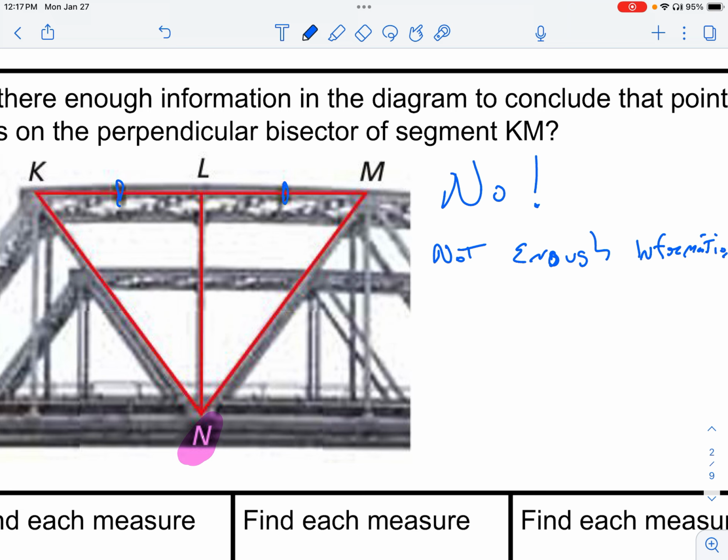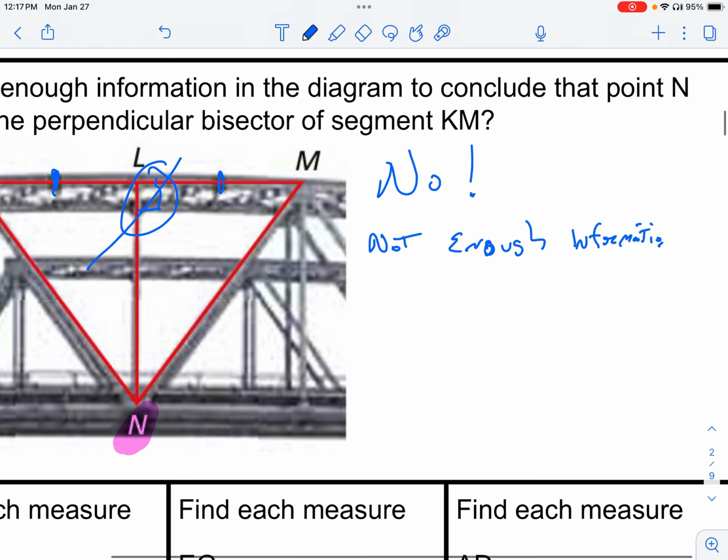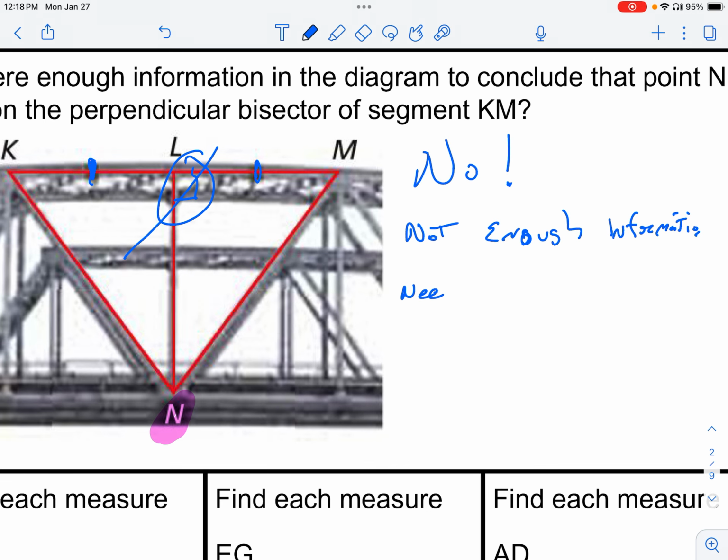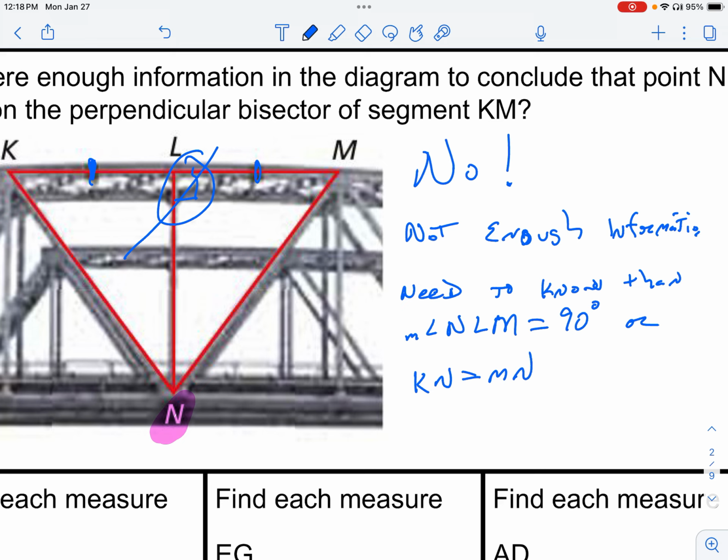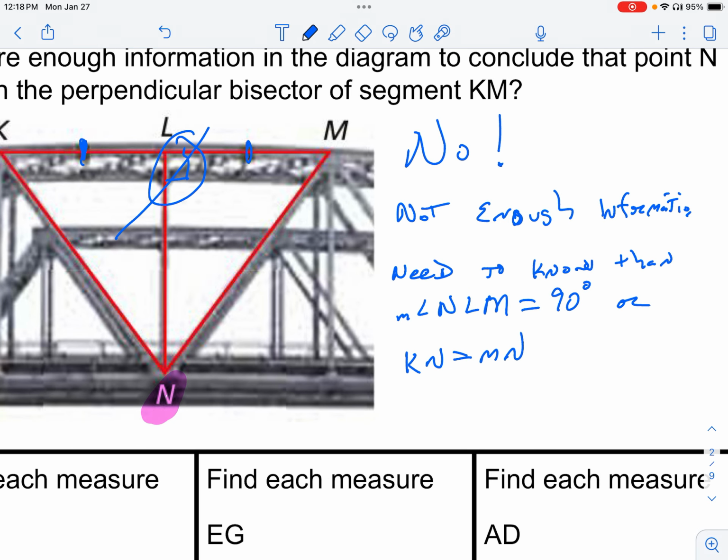Because even though we have that point L is a midpoint, we need to know that it's a perpendicular bisector, not just a bisector. So we would need to know that the measure of angle KLN equals 90 degrees, or that KN equals MN, because one we could use the perpendicular bisector theorem, the other one we could use the converse of the perpendicular bisector theorem. We know neither of those things, so the answer is no, we cannot.